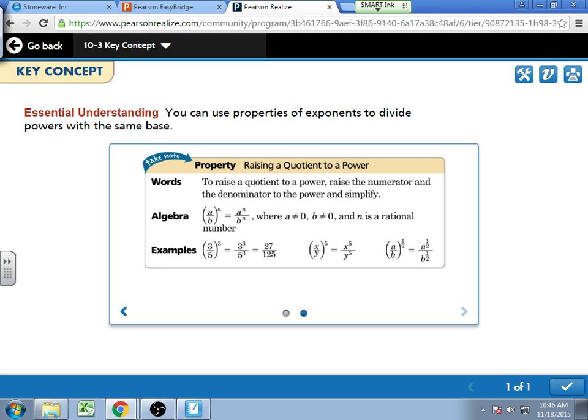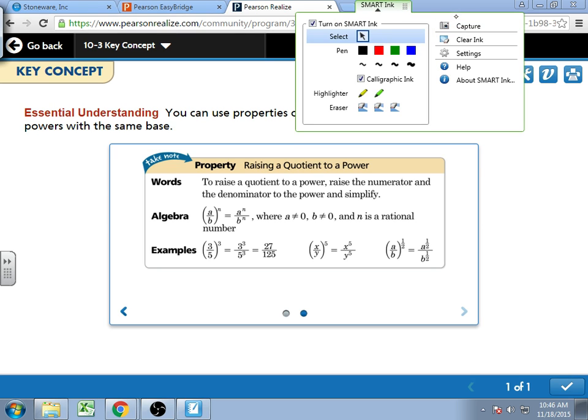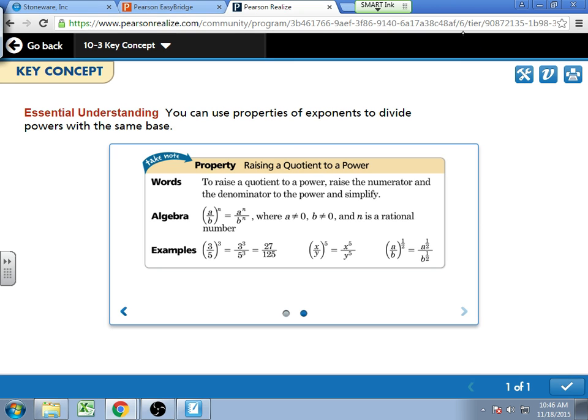So then, when we raise a quotient, what's quotient mean? The outcome of a division, or the answer of a division, which if you can't do it, then it's just still division. When we raise something that is being divided, both the numerator and the denominator get raised to that power. So most people try to only apply it to the numerator. It applies to both of them.